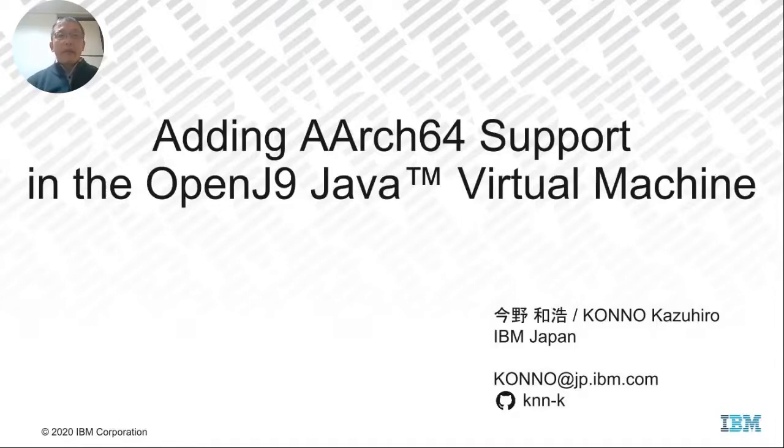Hello everyone. It is a great pleasure for me to have an opportunity to talk in Open Source Summit Japan today. I am Konno Kazuhiro from IBM Japan, and I talk about my work in an open source Java virtual machine, OpenJ9, adding support for new processor architecture to it. I'm speaking live and I speak in English in this session.